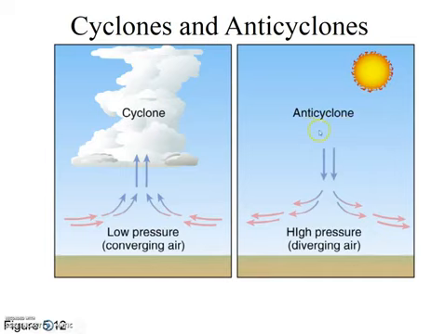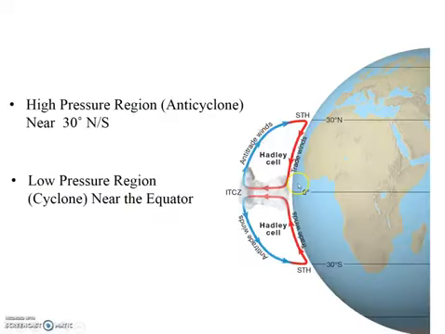At the poles, the opposite is true. We have cool descending air forming a high-pressure system and clear skies. This diagram shows a low-pressure cell near the equator. The converging air rises and forms clouds. We'll see shortly that the rising air actually starts to move poleward at higher altitudes.